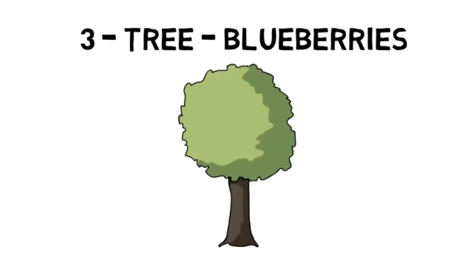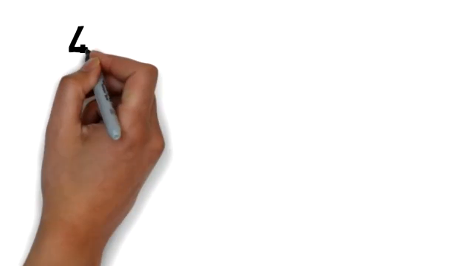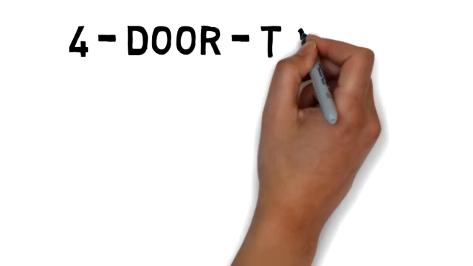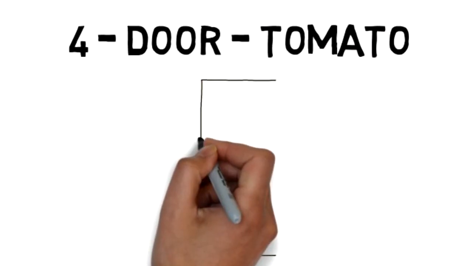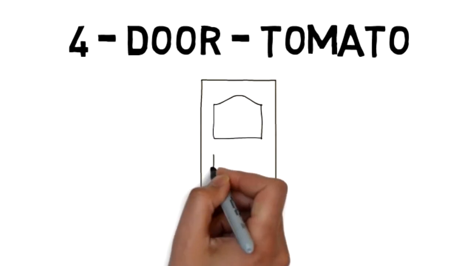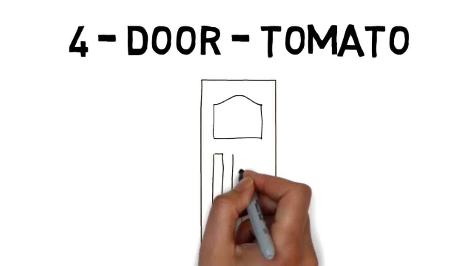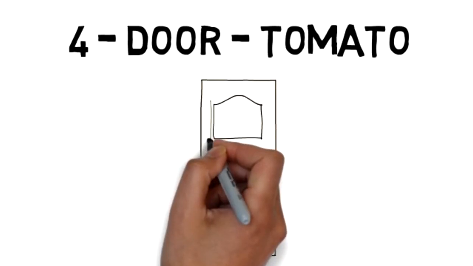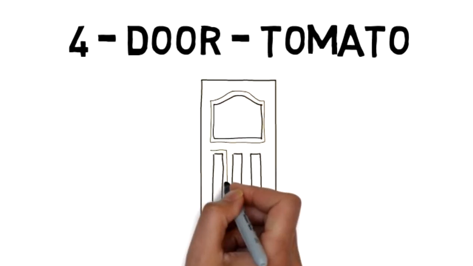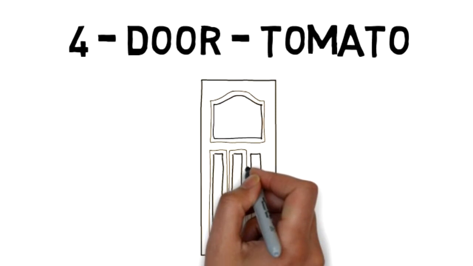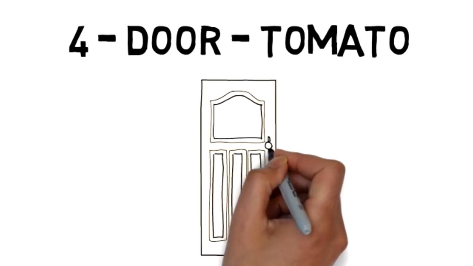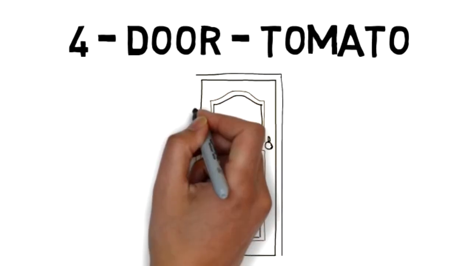Or it could be a big blueberry tree. So a big tree that's blue in the shape of a berry. So number 4 is a door. So you want to remember a tomato. So instead of a door knocker that you knock the door with, it can be a tomato, so you knock the door with a tomato, or you could press the doorbell and instead of it ringing, it can squirt you with tomato sauce.